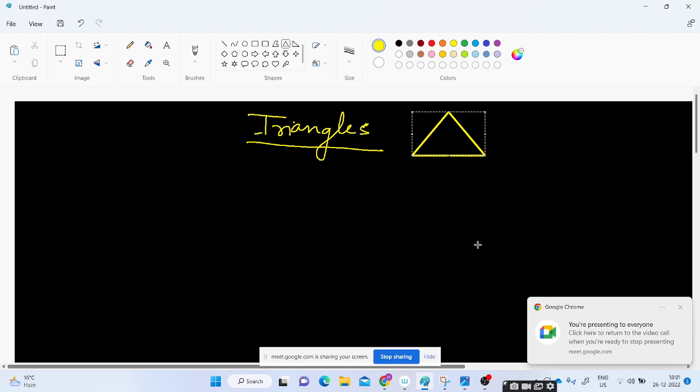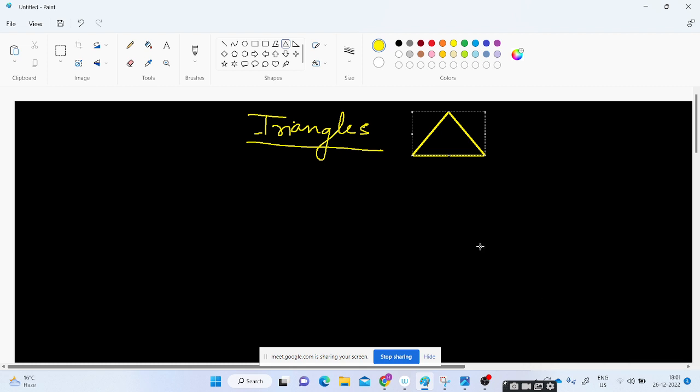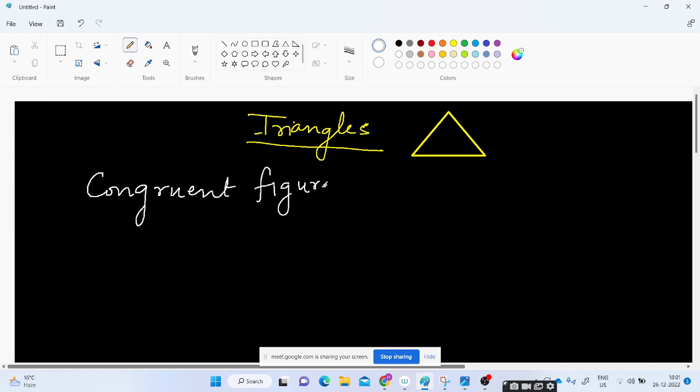So first of all, we will learn about congruent figures. Okay, the concept from class 9 is congruent figures. Figures having the same shape and same size are known as congruent.